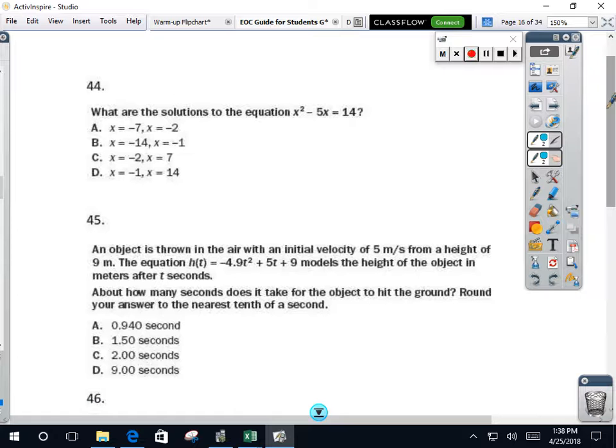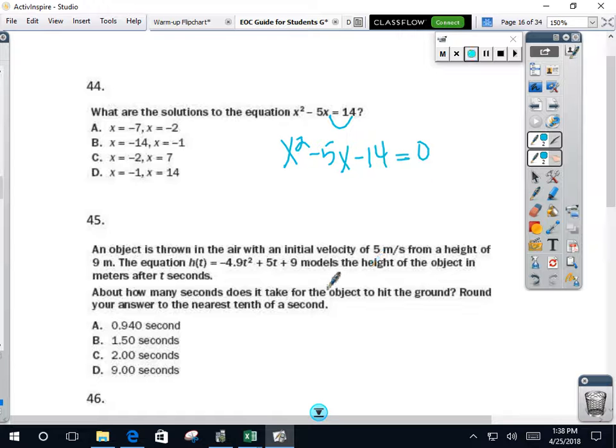What are the solutions to the equation x squared minus 5x equals 14? What could we do here? You can, but there's a problem. And what is that problem? It's not set equal to 0. So what should we do? Right, just minus 14 over, and you'll have x squared minus 5x minus 14 equals 0.